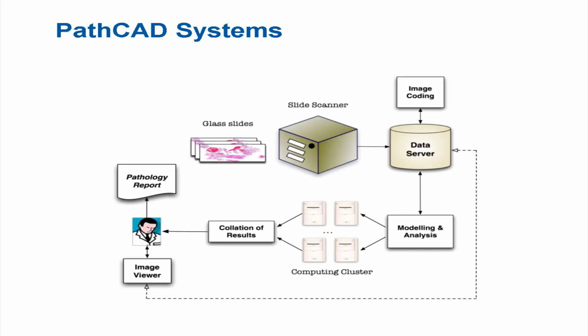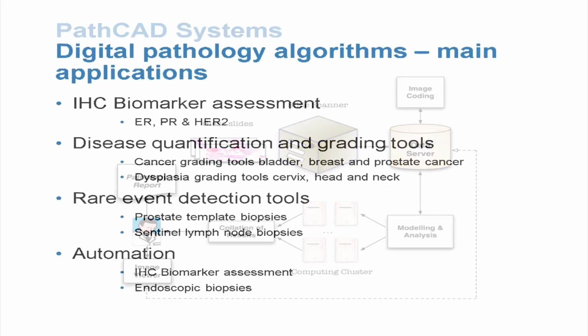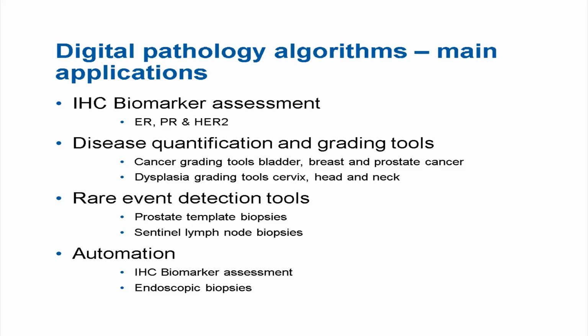So that's really what our centre's geared with doing. And I'm going to talk about the activity that's going on in these areas, which we see as the main application areas for digital pathology. There's immunohistochemistry, IHC, biomarker assessment, which is actually the only part of digital pathology in routine practice at the moment, really. And then there are tools which quantify, grade disease states.